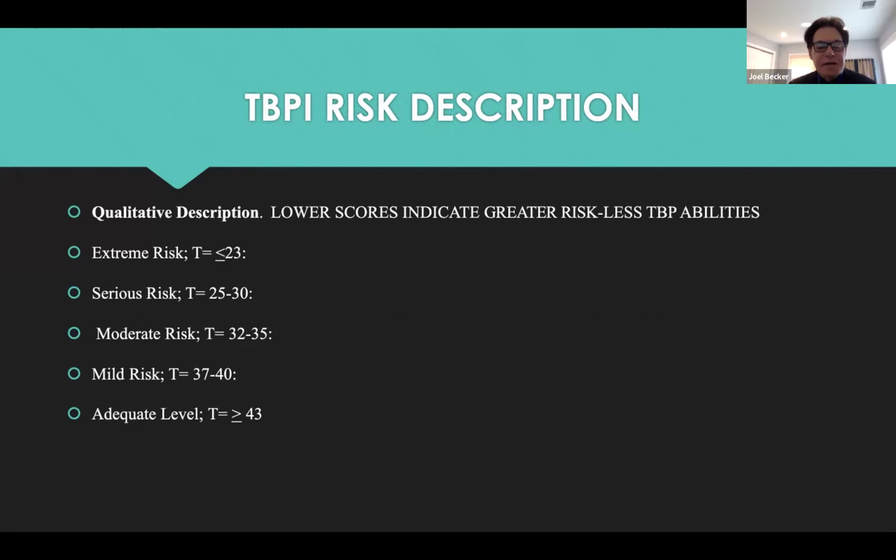A T-score is a standardized score. A T-score of 50 is essentially the 50th percentile, and it represents standard deviations, generally based upon the population that we're looking at. So they're explainable in percentages as well.